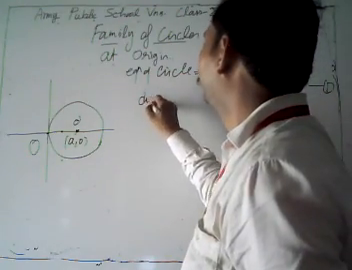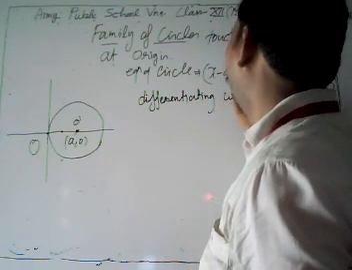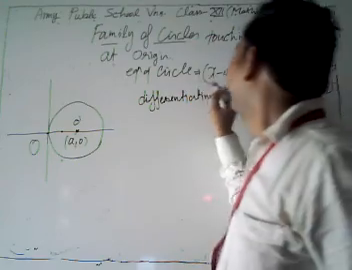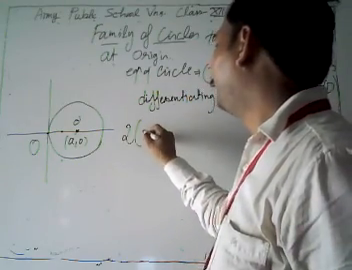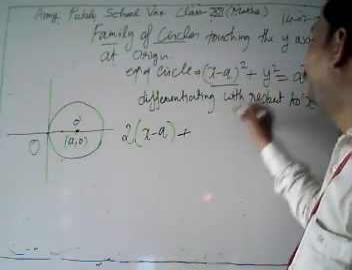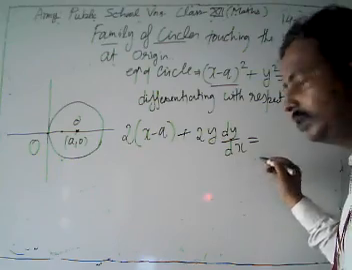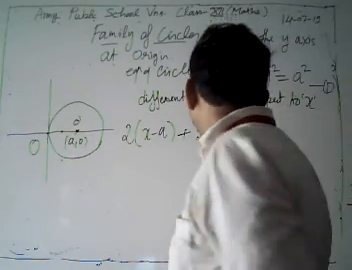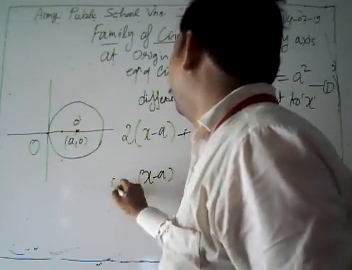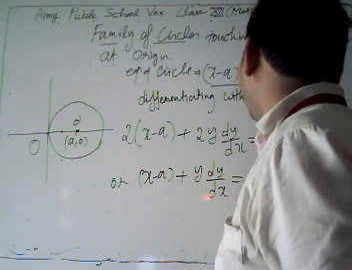Differentiating with respect to x, we have 2 times (x minus a), since the derivative of x is 1 and of a is 0, plus the derivative of y square, which is 2y dy/dx, and the derivative of a square is 0. Taking 2 common, we can write x minus a plus y dy/dx equal to 0.